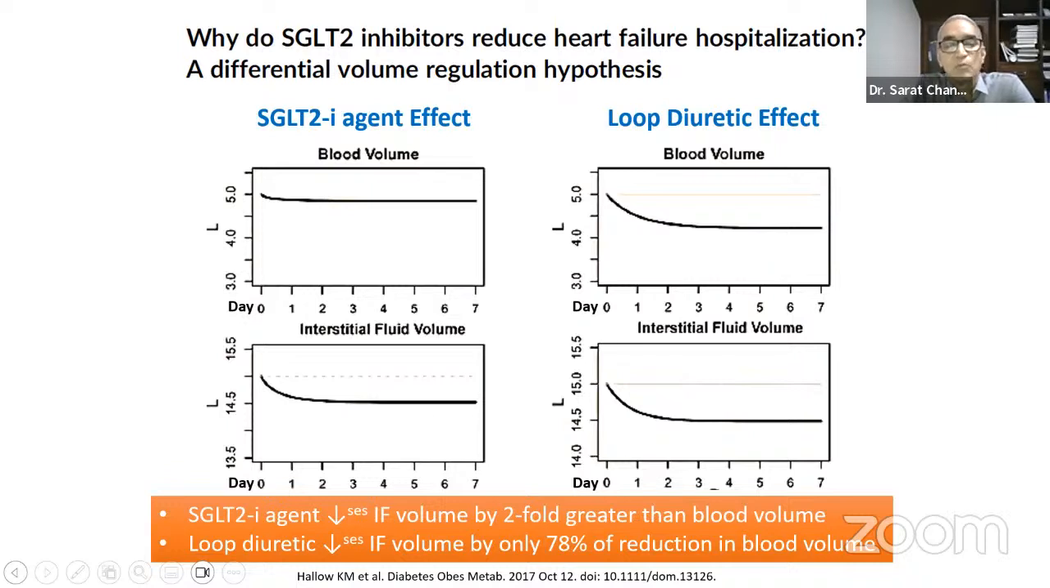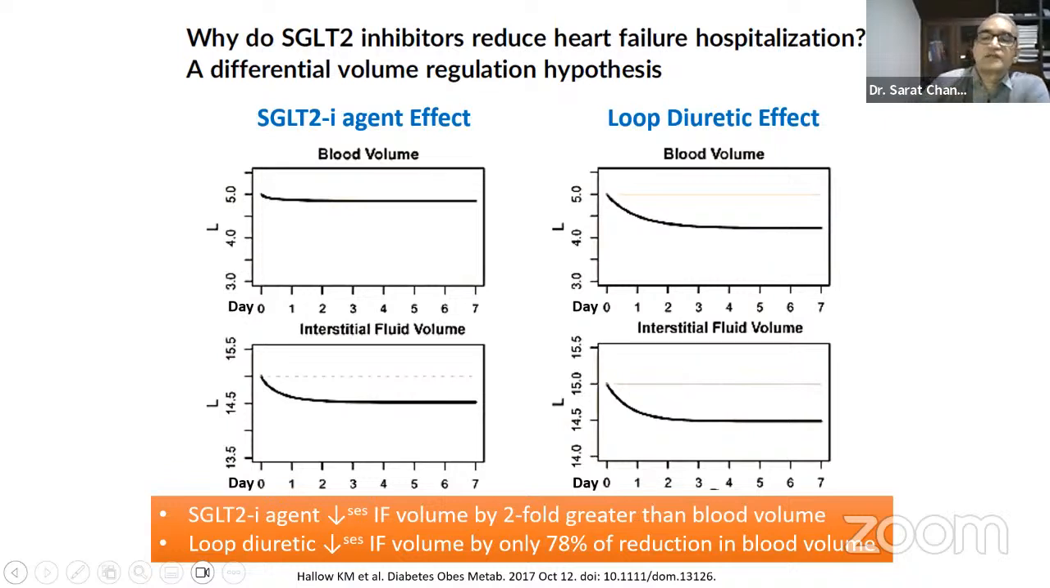SGLT2 inhibitors do have a significant diuretic effect. In the initial days, both sodium and glucose are responsible for the diuresis. Later, what remains is the diuretic effect contributed by the glucosuria, which remains sustained. The loss of sodium, for some reason, tends to become smaller over the course of time, but the glucosuria continues, and to that extent the diuretic effect continues. Loop diuretics reduce interstitial fluid volume by only 78% of the reduction of blood volume, while here it reduces two times greater than the blood volume.